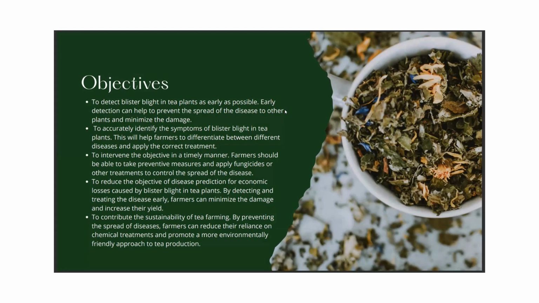To intervene in a timely manner, farmers should be able to take preventative measures and apply fungicides or other treatments to control the spread of the disease. To reduce the economic losses caused by the blister blight in tea plants, by detecting and treating the disease early, farmers can also minimize the damage and increase their yield.